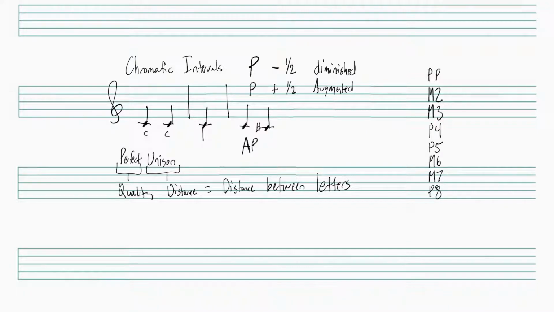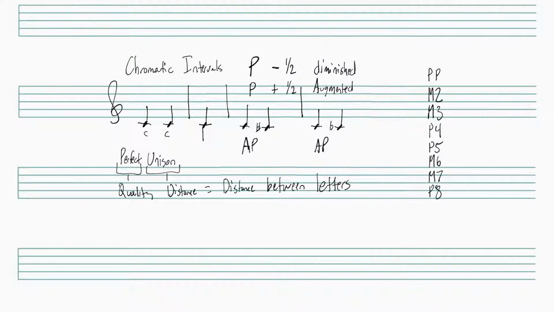You can also achieve this by lowering the second note of the interval when you're dealing with a prime or a unison. So if we had C to C flat, now this is going lower in pitch, but remember, we don't really care about direction of pitch. We care about the distance between the two pitches. So this is also augmenting by a half step.